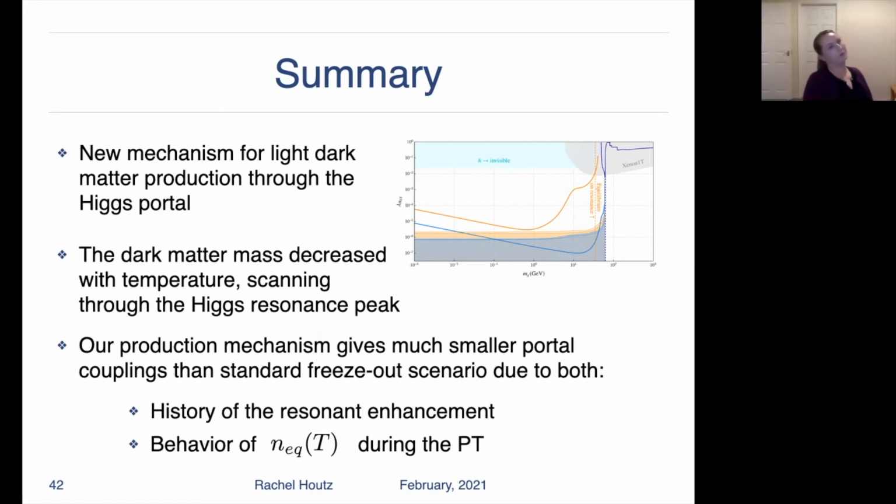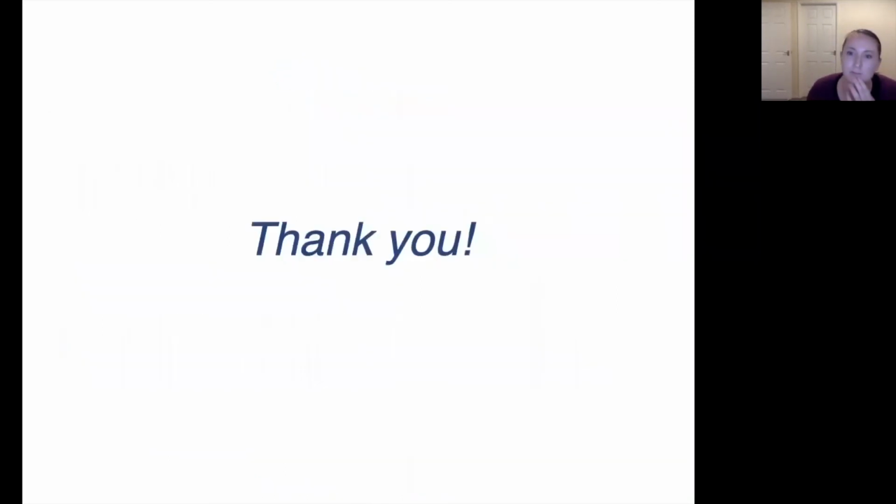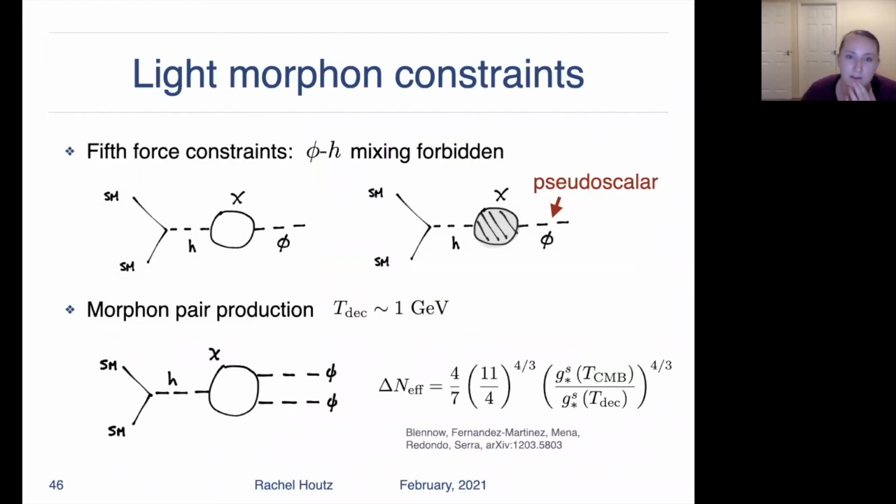Yeah, so the morphon does have some bounds. Specifically, it's super light, so there might be fifth force constraints, right? I actually have a backup slide on this. The morphon is a pseudoscalar, which we chose to avoid fifth force constraints, and because it's so light, maybe it could be a pseudo Goldstone boson or something, but we didn't provide a UV complete model.